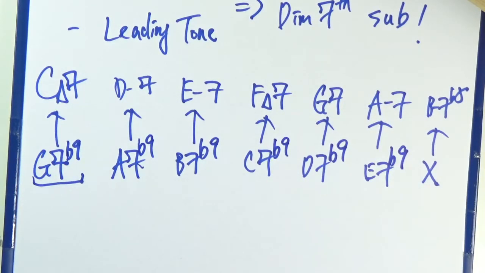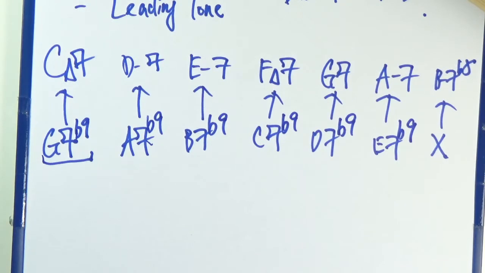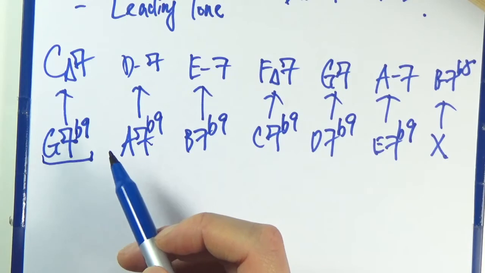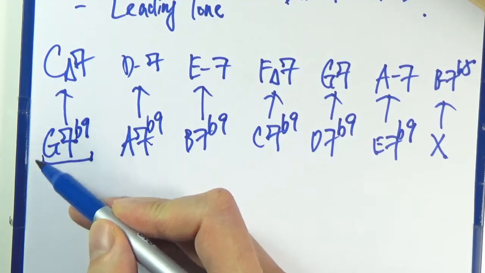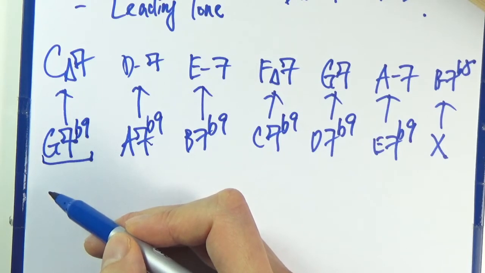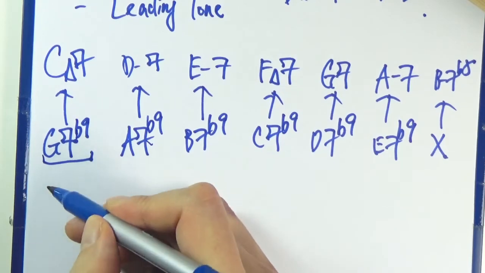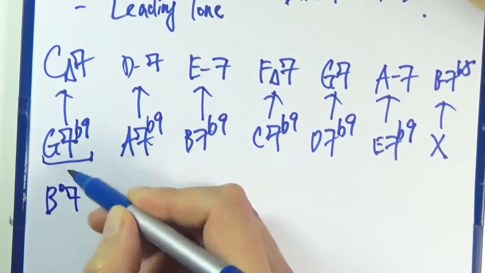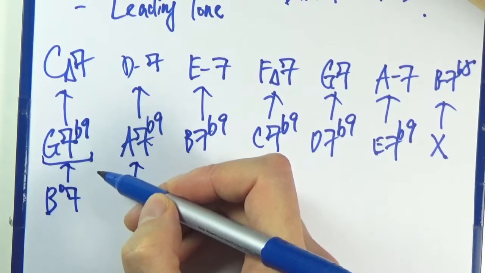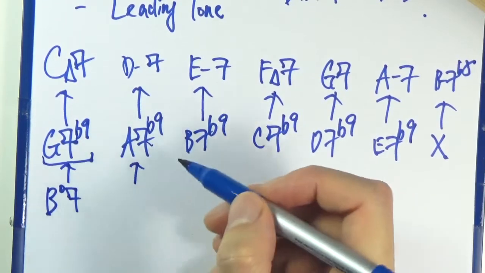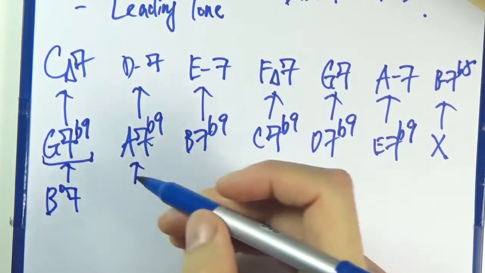Okay, so earlier in this section, we know that we can actually substitute a G7 flat 9 with a diminished 7 chord. And the formula is very simple. You go to the third of this chord, and you construct a diminished 7 chord on it. So that's B diminished 7th, okay? And the arrow is fine, I think, as long as you're following.